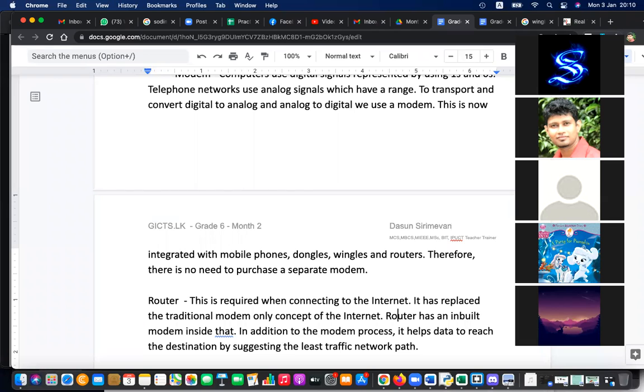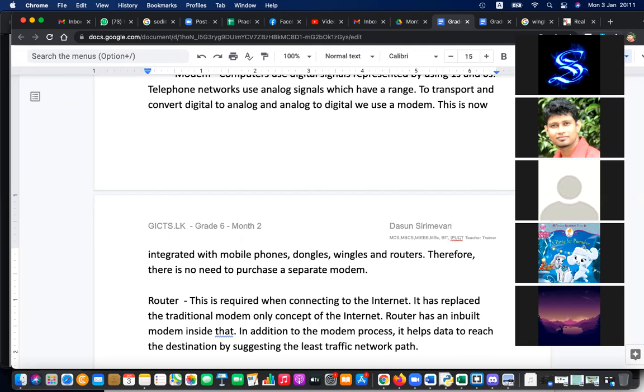Traffic here means the network data traffic, right? Sometimes, let's say you want to access California in USA, and you have a path from Sri Lanka to Singapore, Singapore to Canada, then to California. Sometimes this path has more traffic. So your router can suggest, don't go to Singapore, go to Dubai instead. From Dubai, go to Australia. From Australia to Russia, from Russia to Canada, and Canada to California. Likewise, it can suggest some other path.